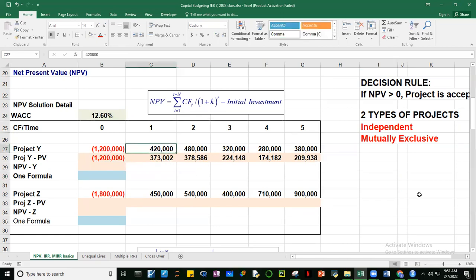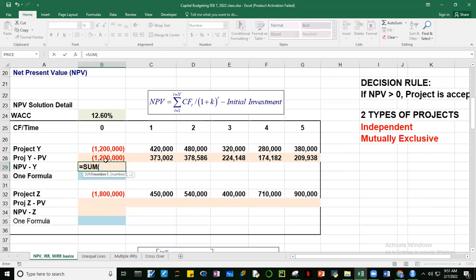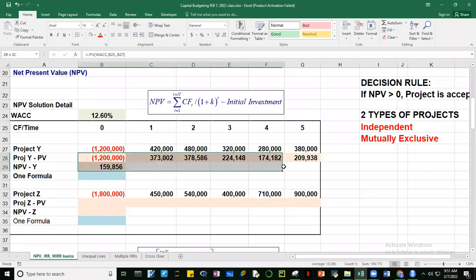420,000 in 1 year's time is equivalent to 373 now, if the rate is 12.6%. So these are now present values, so we can now add them, sum them up. So we have a net present value of 159,856. So is this project feasible or not? Yes, this project is feasible because the net present value of project Y is positive. It's greater than 0. So this is the long way to do it, guys.